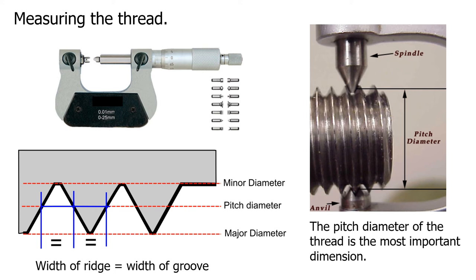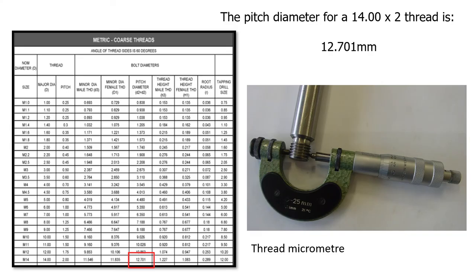A thread micrometer makes this job easy. They usually come in sets with interchangeable anvils for different thread pitches. They come in metric or inch. You'll also need a thread table like the one in the machinery's handbook for the pitch diameter for your specific thread. According to my reference table, the pitch diameter for the 14x2mm pitch thread is 12.701mm.